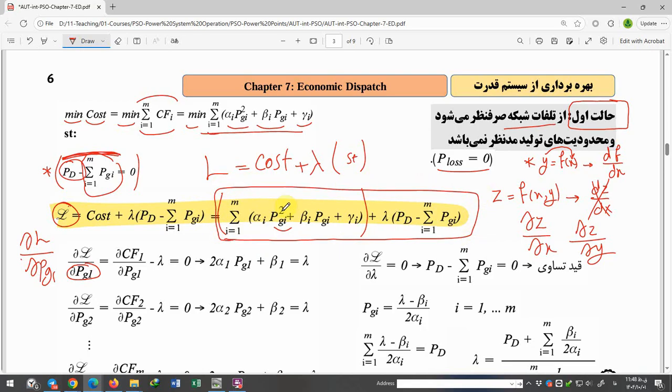That means that you have to make a derivative of this equation with respect to Pg1. All of the equations here are important for the final exam.